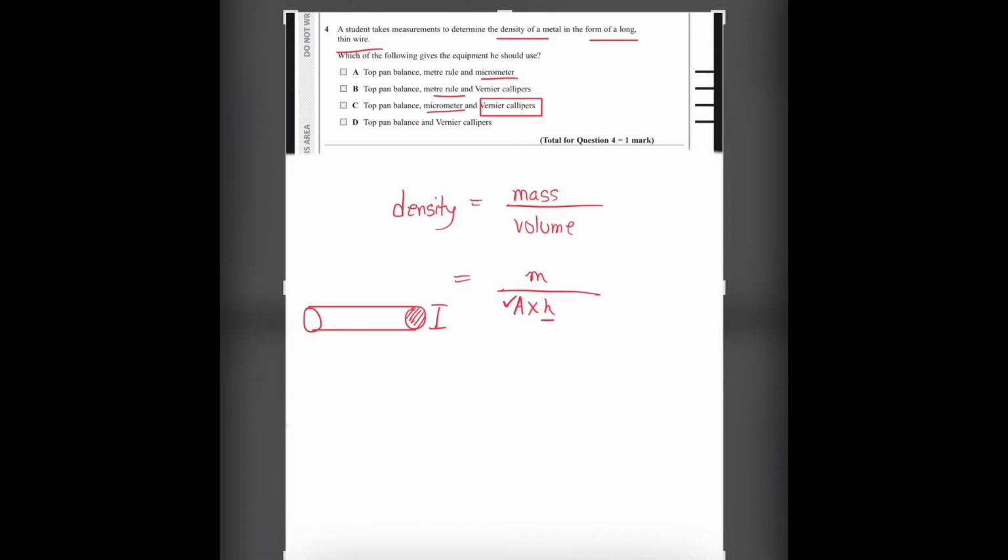To find the length, the height that we are talking about here, we need a meter rule, since it has the perfect range for measuring a wire. And for the mass, we need a top pan balance. So we need a top pan balance, a micrometer, and a meter rule. This option contains all three, so this is the answer. Option A is the answer for number 4.